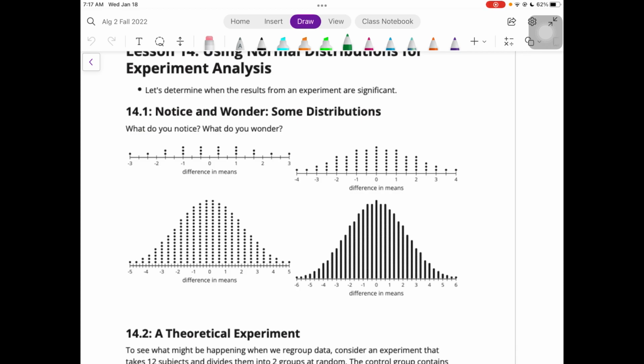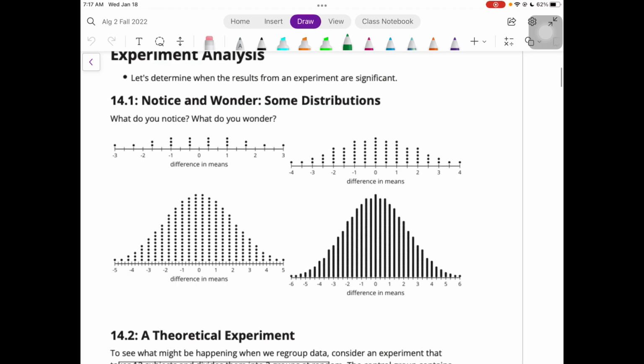So some things that you might notice is that all of these distributions are symmetric. They also all look bell-shaped. They also all seem to have a center at 0. They are all also the difference in means. That x-axis represents a distance in means.